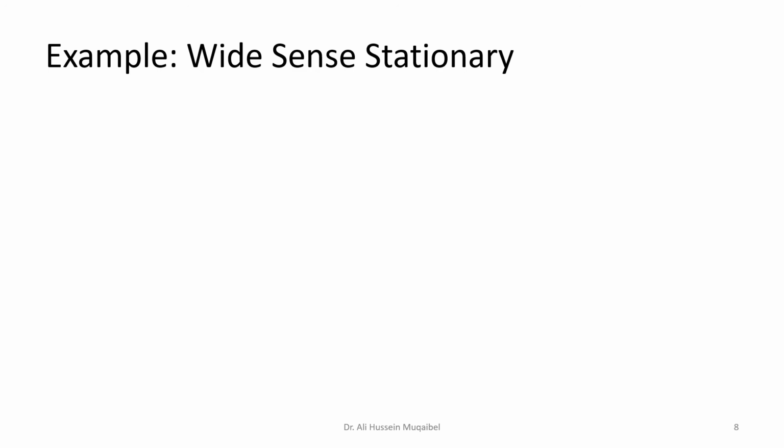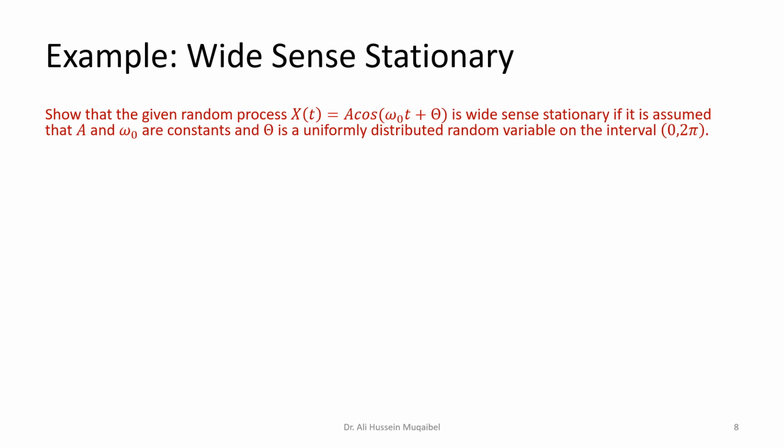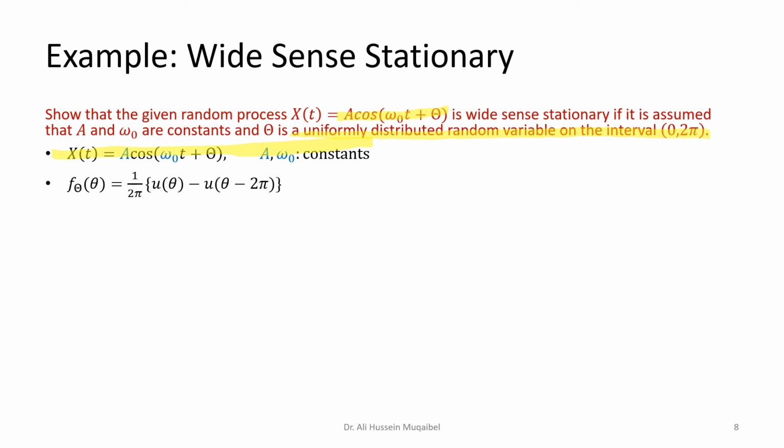Now, we can look at a wide sense stationary example. It says, show that the given random process defined as follows is wide sense stationary, if it is assumed that A and omega naught are constants, and theta is a uniformly distributed random variable on the interval between 0 and 2 pi. So we want to prove that it's wide sense stationary, which means we need to find the mean and prove that it's constant, and then find the correlation. Remember that we can write it in another way here. This is the function we have. A and omega naught are just constants, so what changes is only phi.